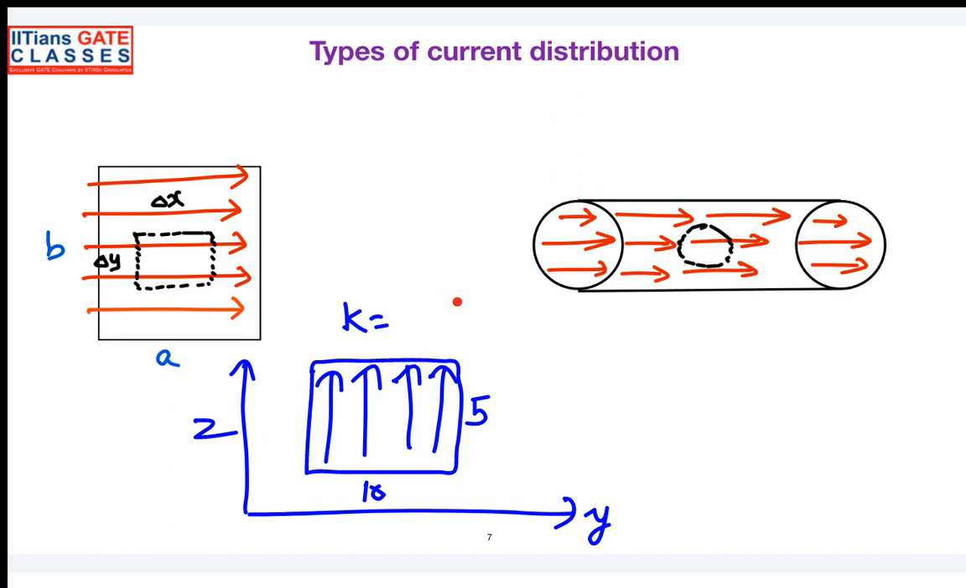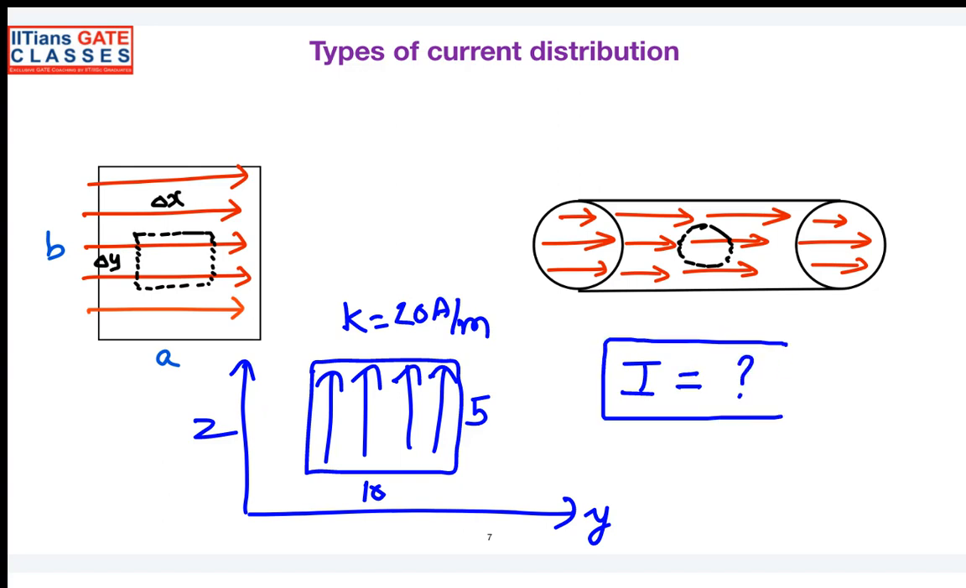So you know the definition for current density right now. Considering the current density, I want to know the total current enclosed in the entire sheet. How much total current is carried by the entire sheet? What will be the answer? You can try to do the calculation and tell me the answer. Is it 200 or 100?